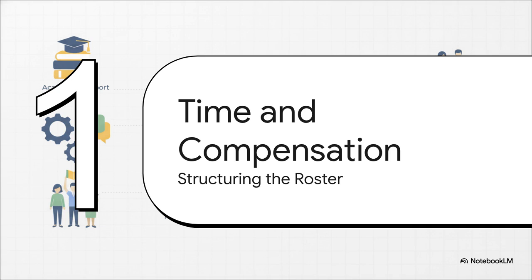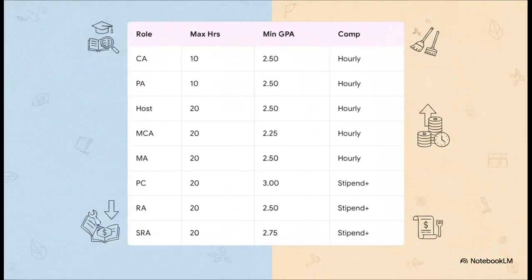Moving right along to Section 2, time and compensation differences and how we actually structure the roster. Now, what's really interesting about looking at the numbers across these roles is how beautifully it condenses massive amounts of contract details into a super clear hierarchy. You can really see where the roles diverge based on what the department needs and the academic rigor involved. Take the GPA requirements, for example. The Maintenance and Custodial Assistant, or MCA, requires a 2.25 minimum GPA, which makes total sense for a highly practical hands-on role. But contrast that with the peer coach, who needs a strict 3.0 to handle intense academic tutoring.